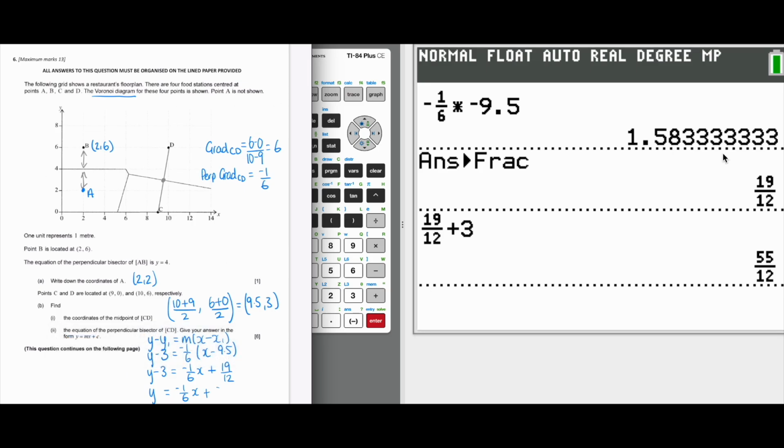So plus 55 over 12. And that's now written in the format of y equals mx plus c. So for this part of the question, the first one was 1 mark, so that's just for the coordinate 2, 2. The second one was for 2 marks, so it's 1 for the x and 1 for the y of your midpoint. And then for the last part there, there's 1 for working out the gradient of 6, and then 1 for converting that to the perpendicular, -1/6.